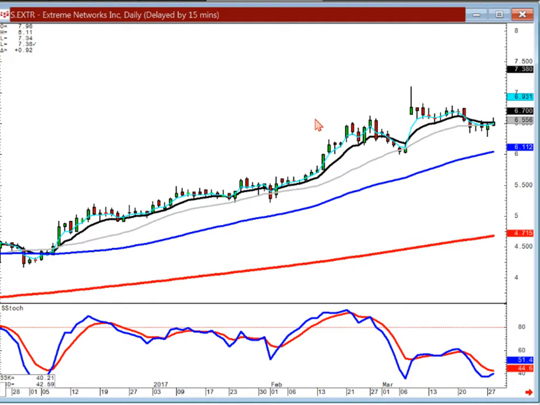I usually use Wharton Brothers, TC2000 or Metastock. Those are inexpensive and very effective. They'll pay for themselves each month.